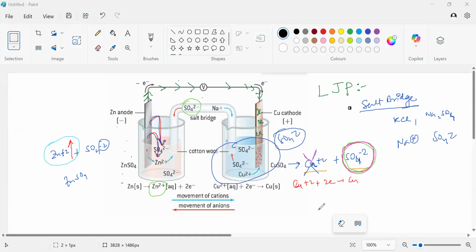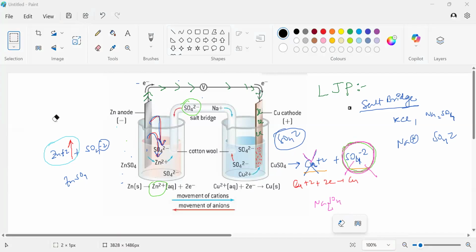And what happens? It will be neutralizing it to form Na2SO4. It will be reducing the liquid junction potential, and the cell starts to function again. Exactly, this is the way the cell works.